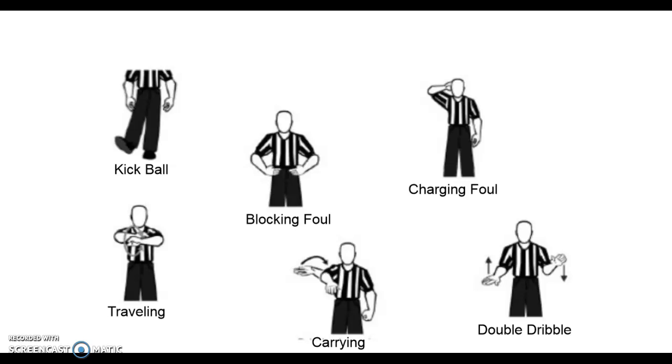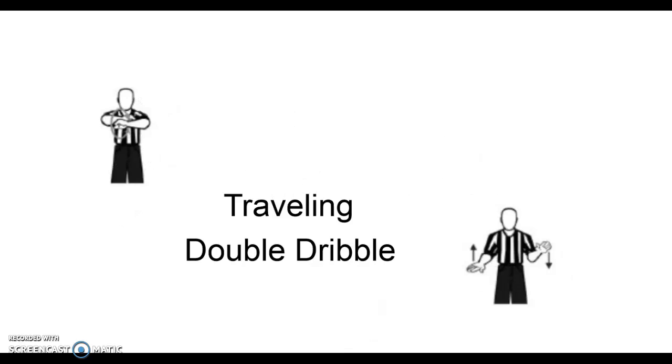Can I get someone to demonstrate the blocking foul for William? Yes, the blocking foul is signaled by putting both hands on their hips. Can I get someone to signal the charging foul for James? Yes, the charging foul is signaled by putting your hand behind your head. So moving on, you all have that. Let's see if you can recall without having the words with it.